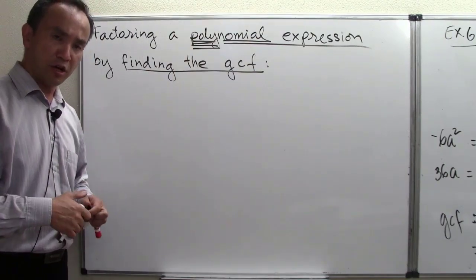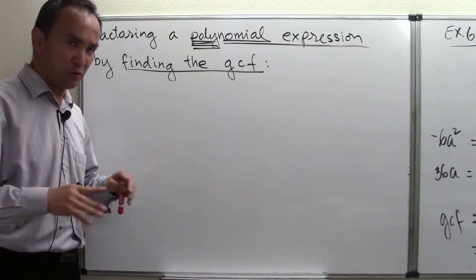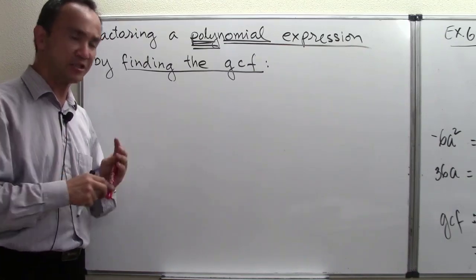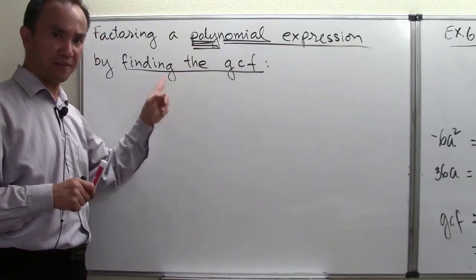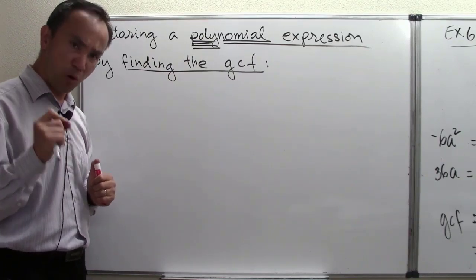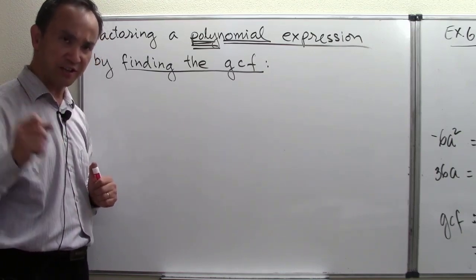All right. So after we have learned, throughout the three examples, example 4, 5, and 6, how we can factor a polynomial expression by finding the GCF, let's bring in some skill that's quite vital to our work as well. We're going to learn to check our final answer.